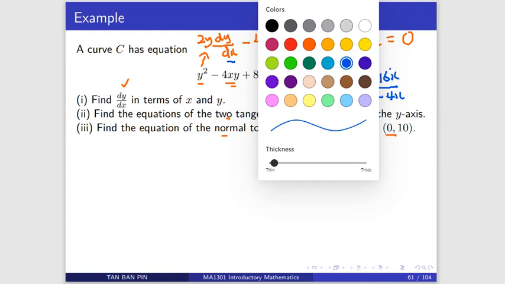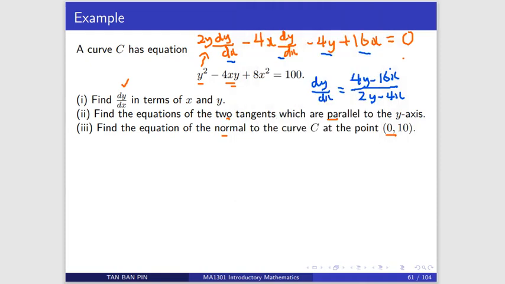Which you can actually divide by 2 in the numerator and denominator. You can take out 2 and divide, so then it becomes (2y minus 8x) over (y minus 2x). So this will be the answer to dy/dx.